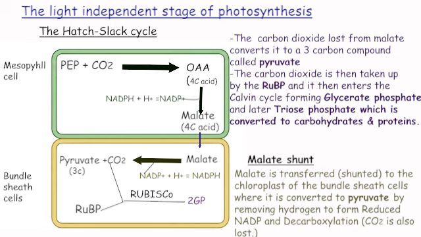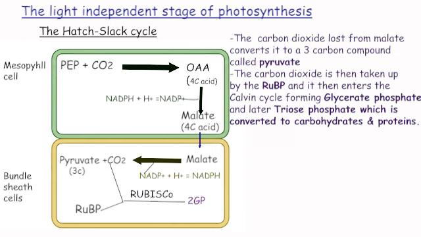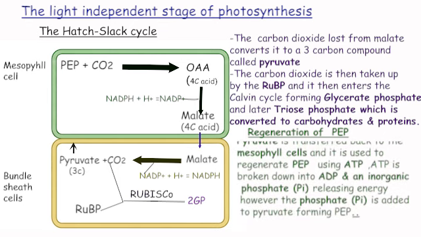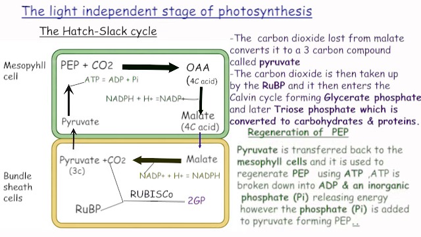Now the pyruvate is transferred back to the mesophyll cells, and it is used to regenerate PEP using ATP. So ATP is broken down into ADP and an inorganic phosphate, releasing energy. The phosphate is added to pyruvate to form PEP, or phosphoenolpyruvate. So the inorganic phosphate is added to pyruvate to form our carbon acceptor, which is PEP. And this allows the cycle to continue. Now, I hope you guys have got the point there.